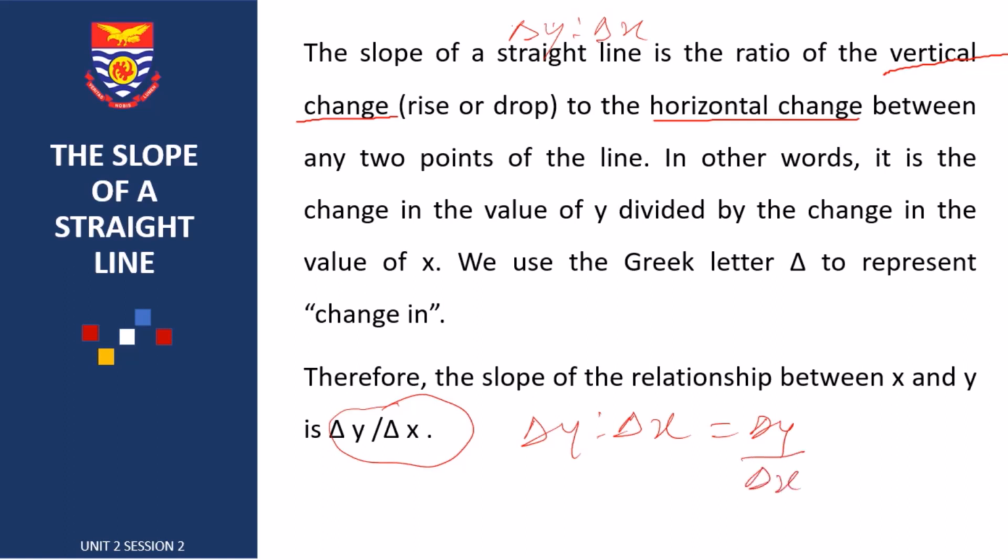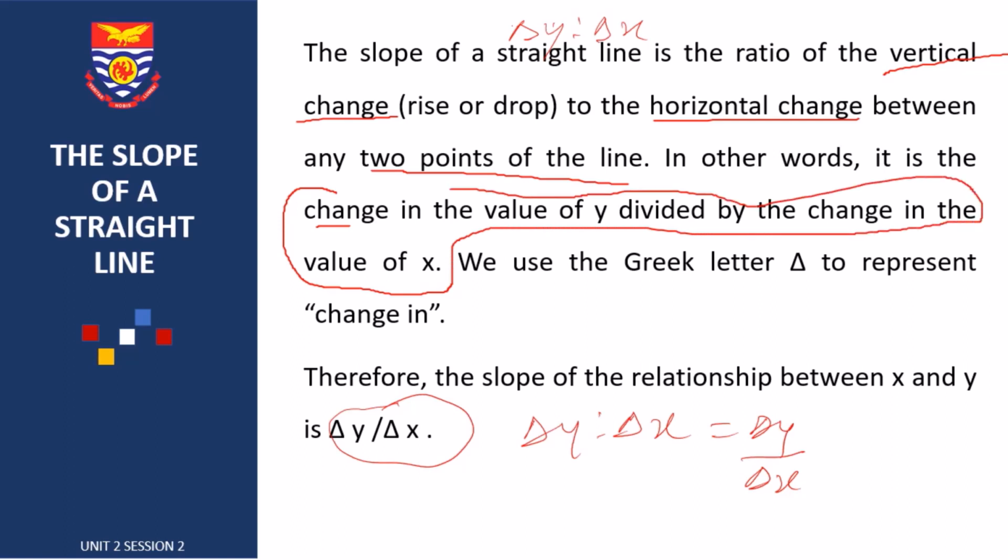So the slope of a straight line is the ratio of the vertical change to the horizontal change between 2 points of a line. In other words, it is the change in value of y divided by the change in value of x. Let me circle this part. We use a Greek letter, this symbol, to represent the change. That's how we have change of y divided by change of x.